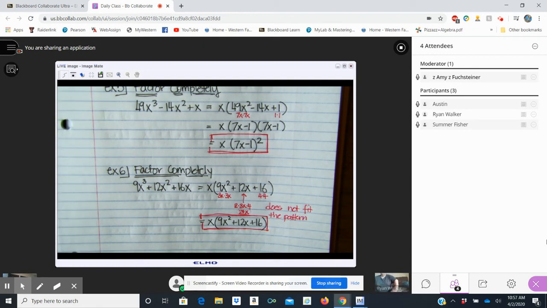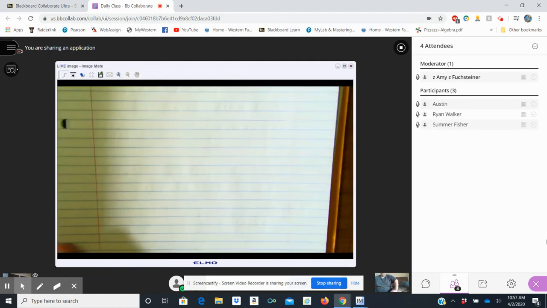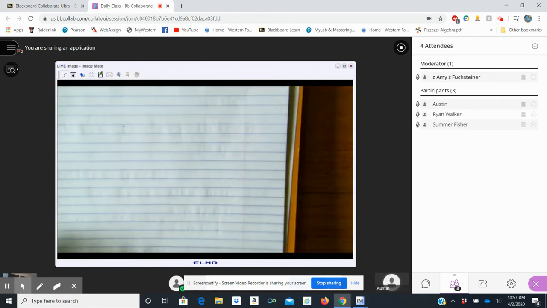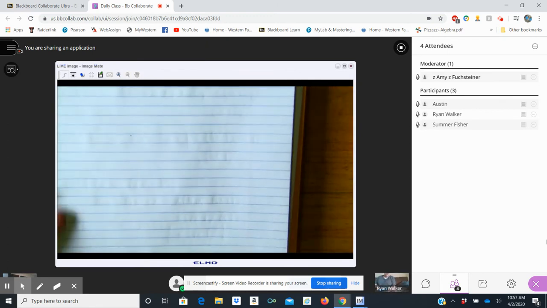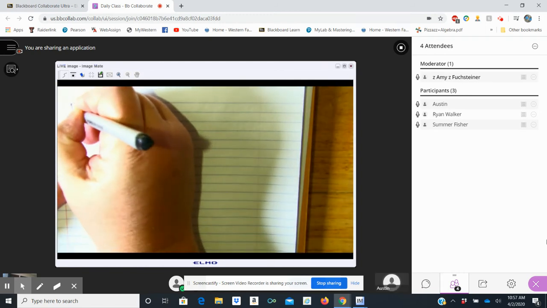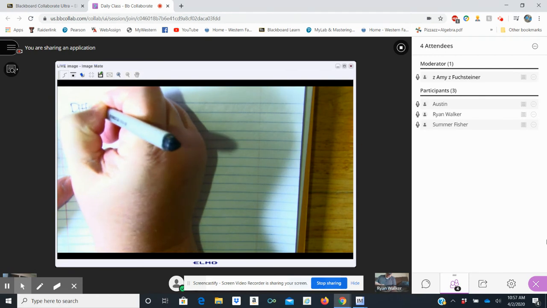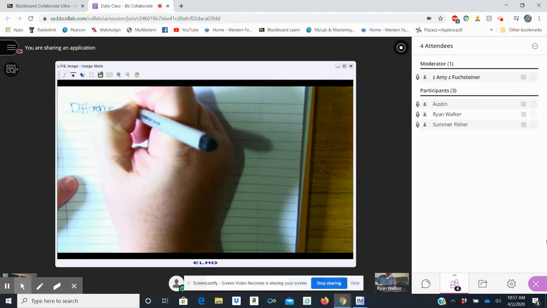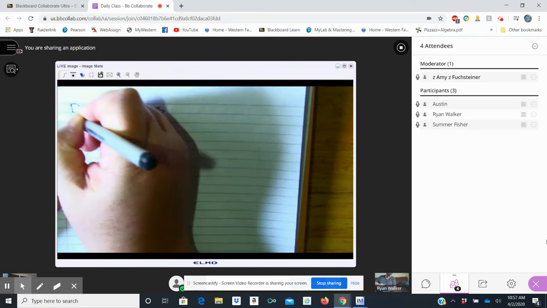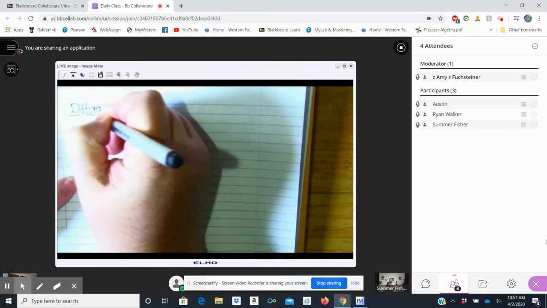Okay. All right. So that's a perfect square trinomial. We still have another pattern to go over. And this pattern is called the difference of squares.